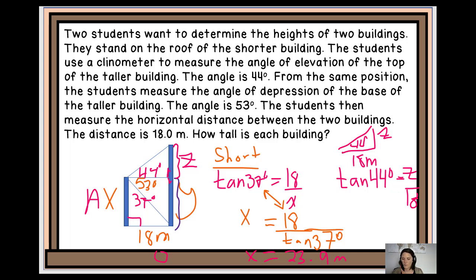And we're going to go ahead and multiply by 18. Okay, so 18 times tan 44, go ahead and plug that in on your calculator. Okay, you should get 17.4 meters. Okay, now let's add them together. So 23.9 plus 17.4 will give me the total height of the taller building.